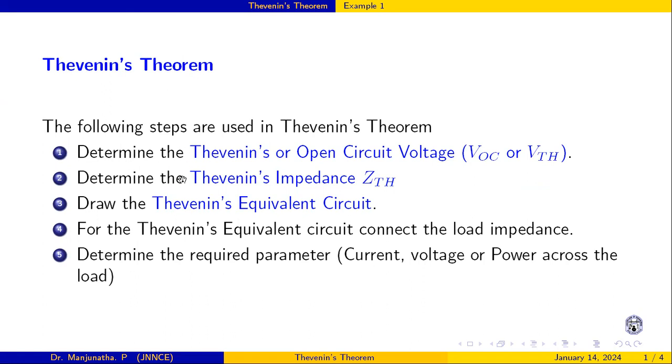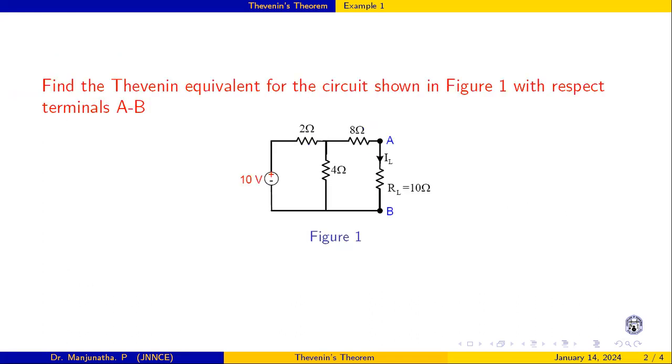The first step is to determine the Thevenin's voltage, VTH, and the Thevenin's impedance, ZTH. Then, once we determine VTH and ZTH, draw the Thevenin's equivalent circuit. Then, for the Thevenin's equivalent circuit, connect the load impedance and determine the required parameters like current, voltage, or power across the load. Consider one example.